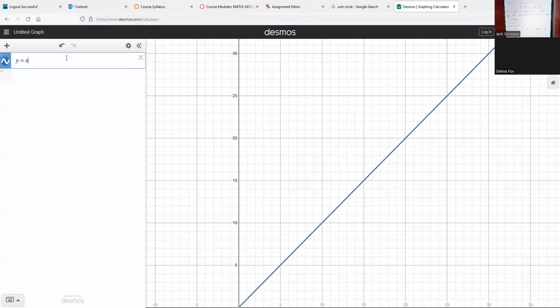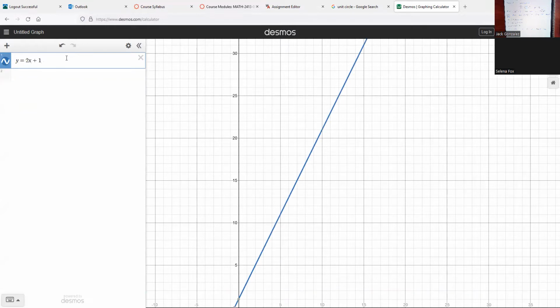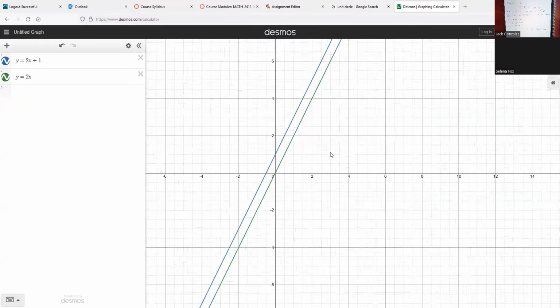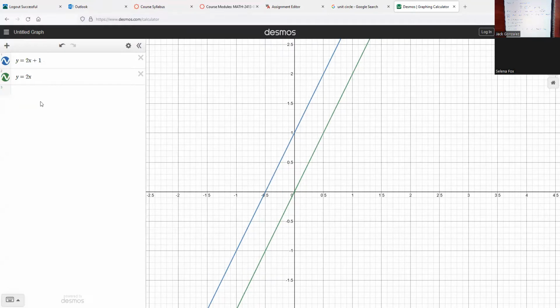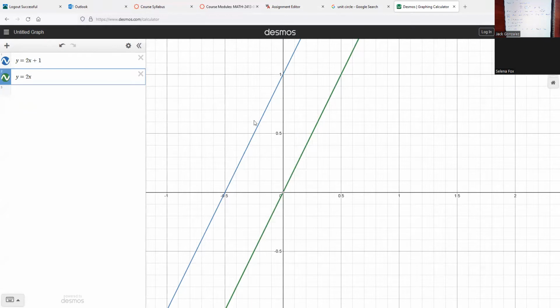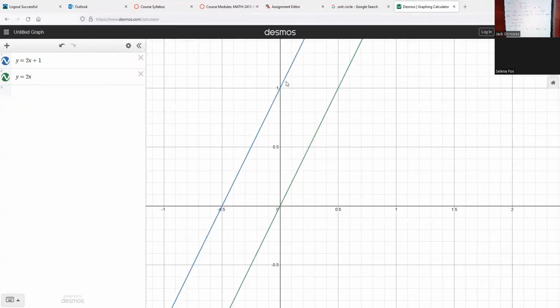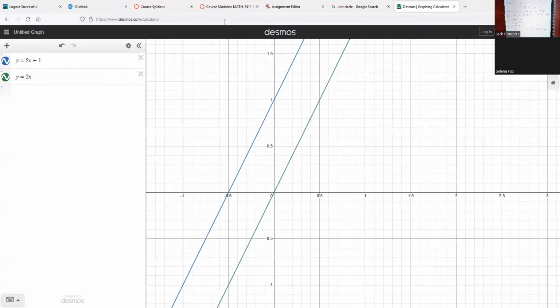So we got y equal 2x plus 1 and y equal 2x. We have two parallel lines. One is a tangent line, which is the green one, and the other is the blue line. Okay.